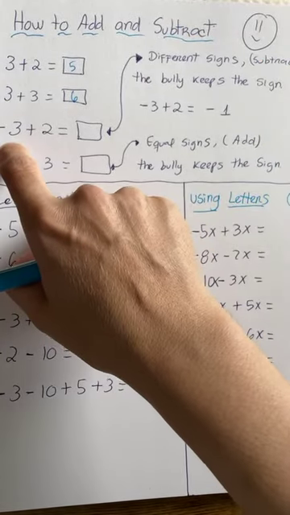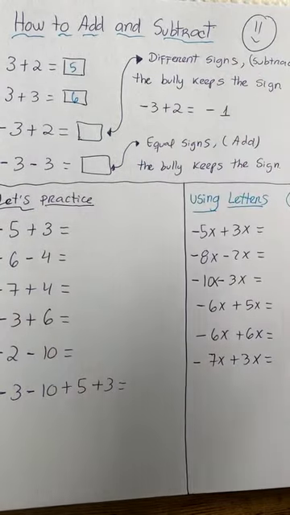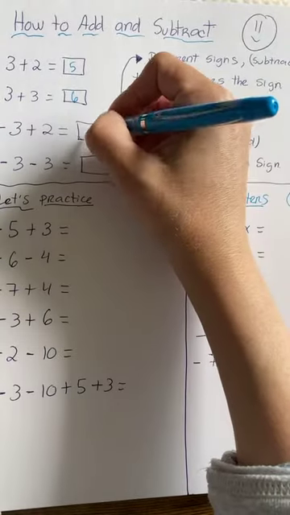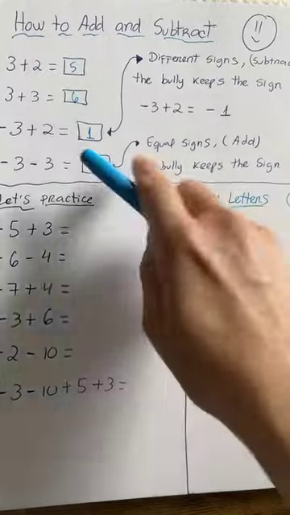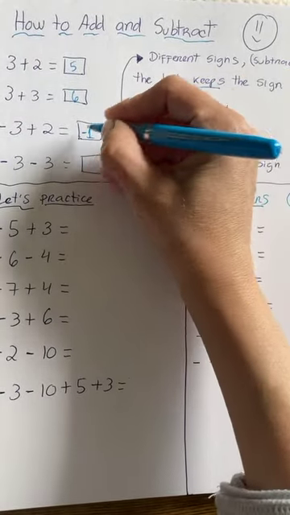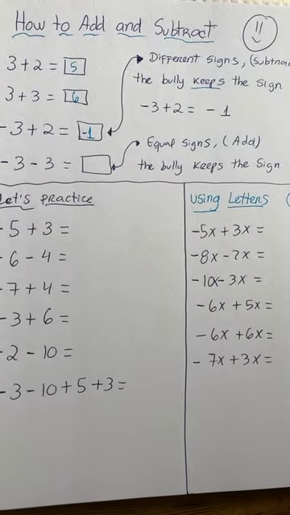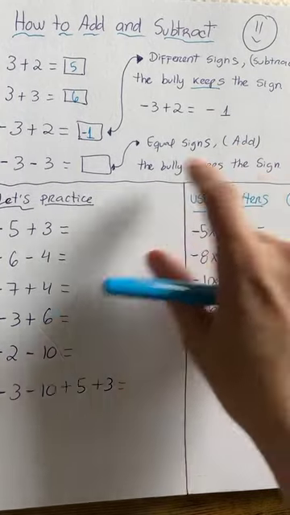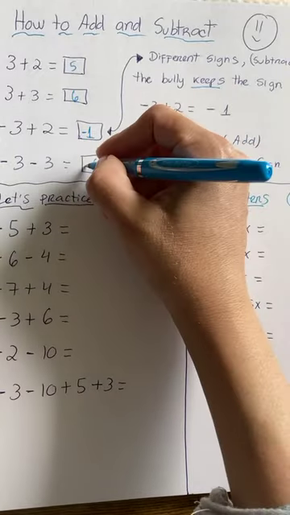Now, the problem comes here when you have negative 3 plus 2. When you have different signs, just subtract. So negative 3 plus 2 is just basically going to be, if you subtract, 1. But who's the bully here, or the largest number? Negative 3, so the bully keeps the sign, so it's minus 1. Notice here that I have negative 3 minus 3. They're equal signs. So with equal signs, you're going to add, and the bully keeps the sign. So 3 plus 3 is the same as 6, but negative 3 minus 3 is negative 6.